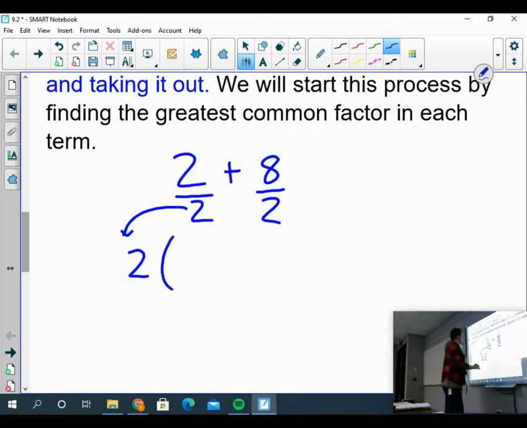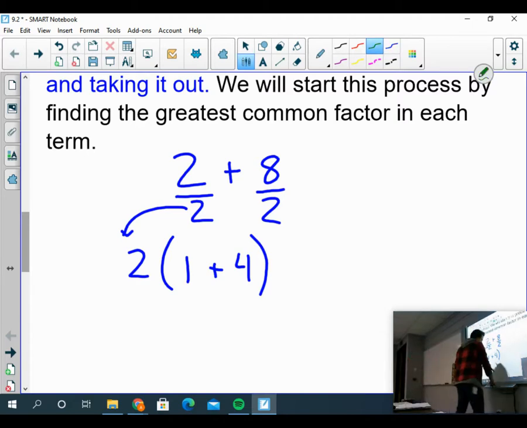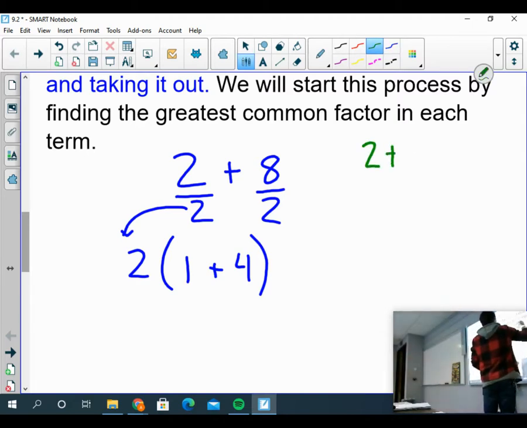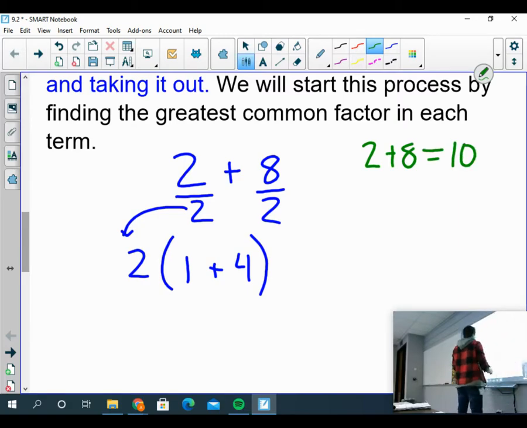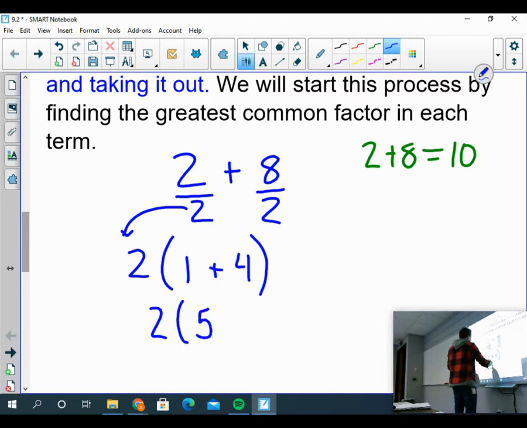Well, 2 divided by 2 is just 1. 8 divided by 2 is 4. And thus, I can rewrite 2 plus 8 as 2 times 1 plus 4. Check your work. How do you know that they're the same? Well, 2 plus 8 is 10. I know 2 times 1 plus 4, we can simplify what's in the parentheses to be 5. And 2 times 5 is also 10.